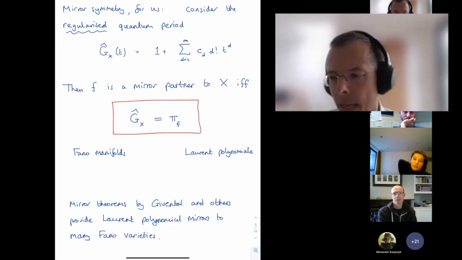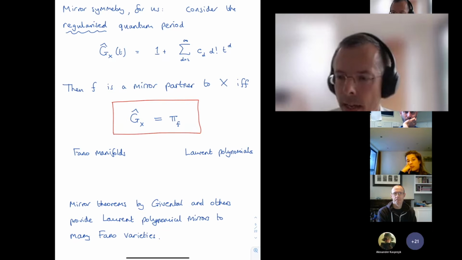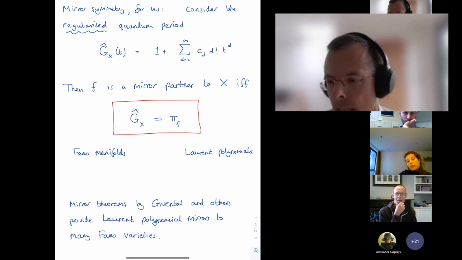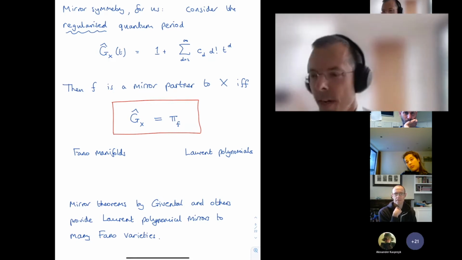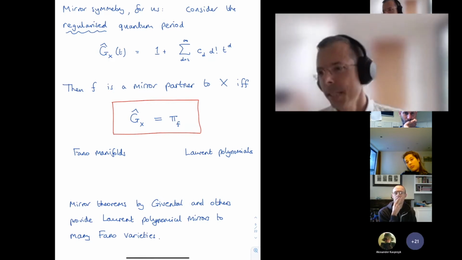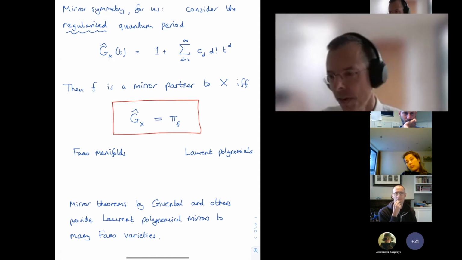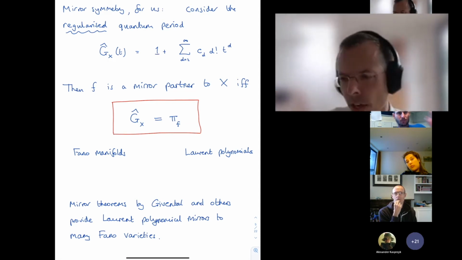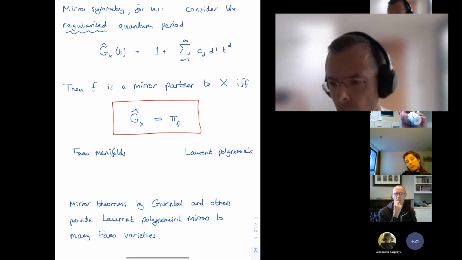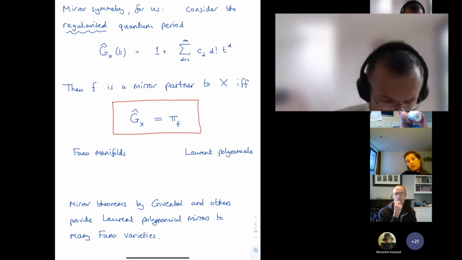Then you might be sitting there thinking, Tom, this is hopelessly naive. The mirror partner to a Fano manifold is supposed to be a cluster variety. It's supposed to be a variety together with a function on it and a bunch of nice charts on that cluster variety.